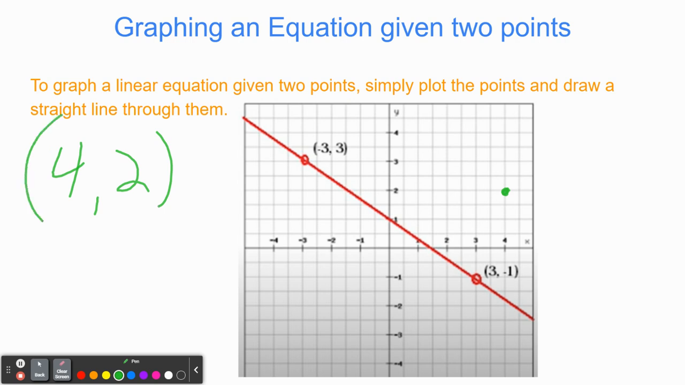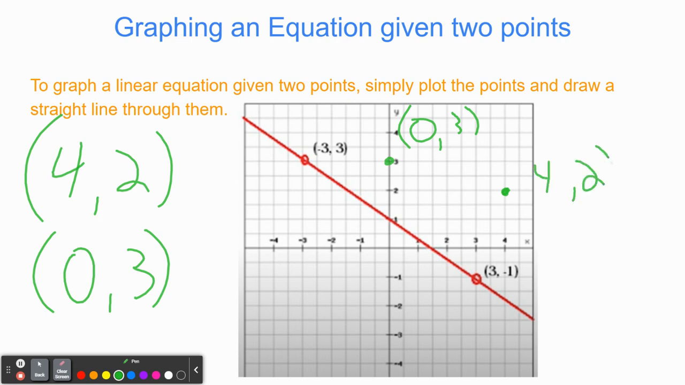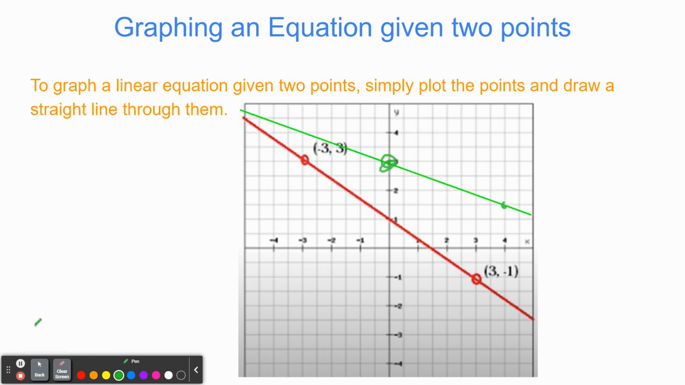And let's pick another point. How about (0, 3)? That's easy. Start at 0, go up 3. We got (0, 3). So that would be (0, 3), and this one (4, 2). Now I can draw a straight line. Should look something like this. I decided to just go get a straight line from somewhere else instead of having to draw it. But through those 2 points, we have a new straight line.